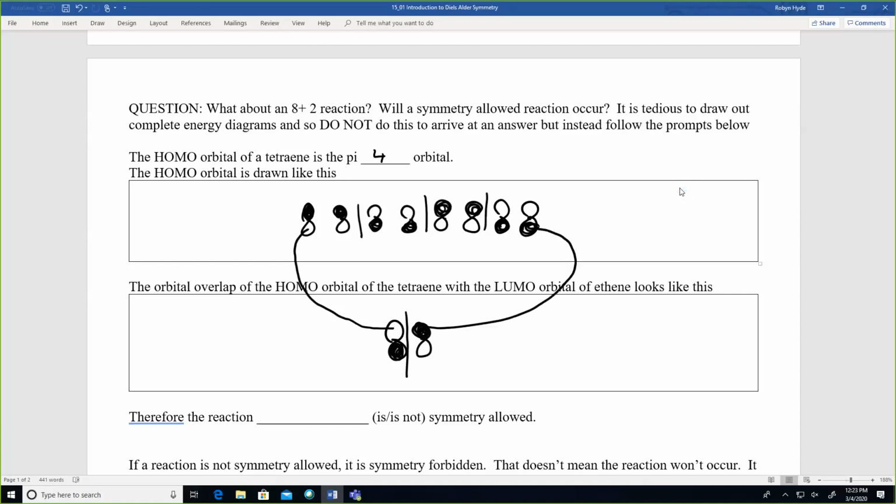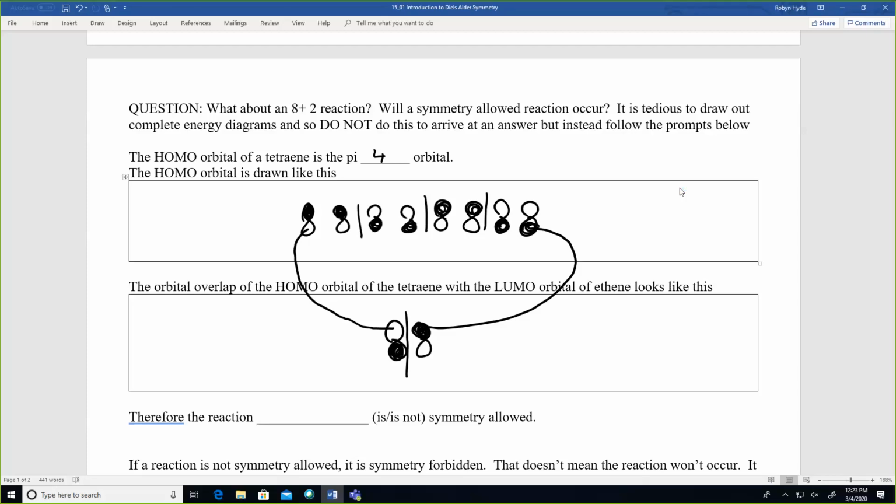Okay, so what were your thoughts? 8 plus 2, can it happen? Yes, it is a symmetry allowed reaction. Okay, so that's great. It's an allowed reaction.